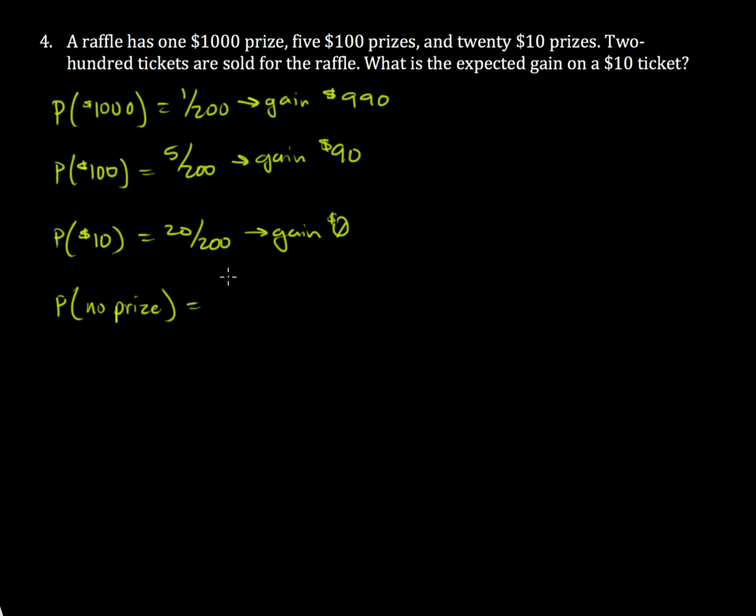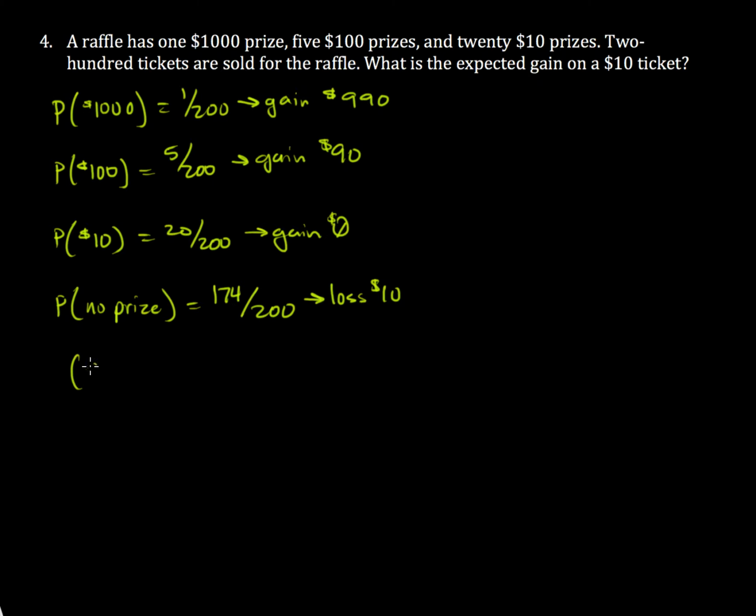Now the no prize tickets, well, if we take out the 20 $10 winners, the 5 $100 winners, and the one $1,000 winner, that leaves 174 tickets that win nothing, so 174 out of 200. And in this case, it's a loss of $10 because you spent $10 on a ticket and you didn't get anything out of it.